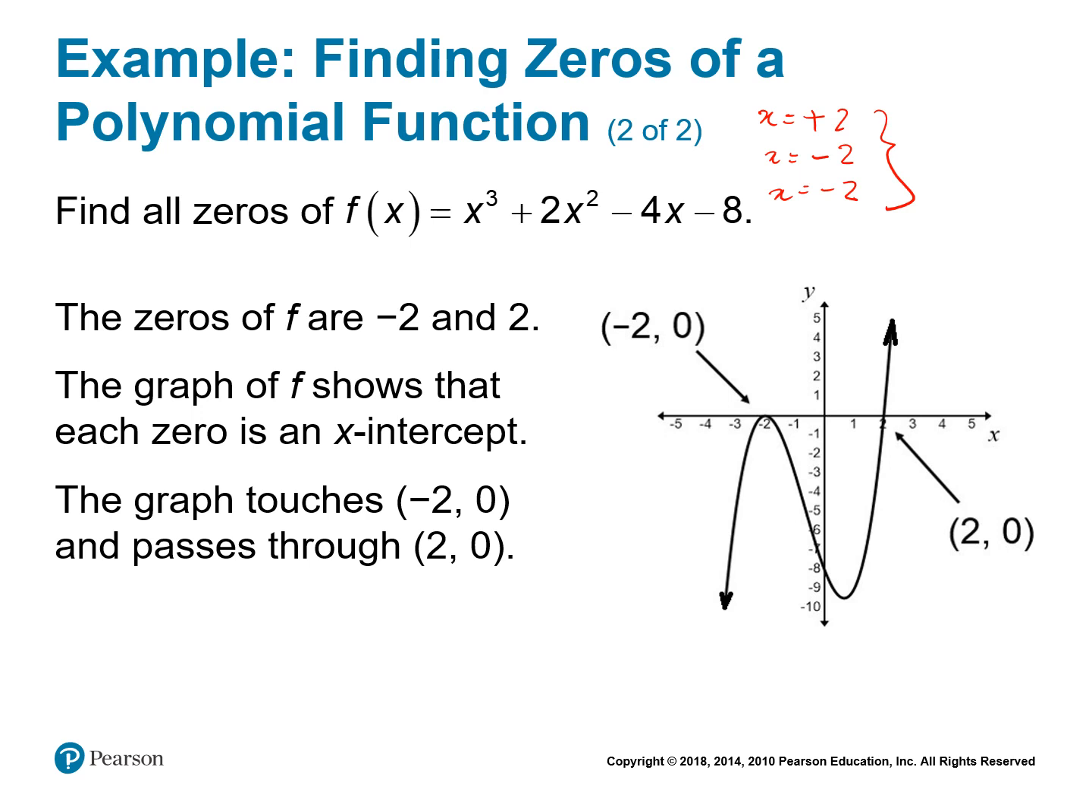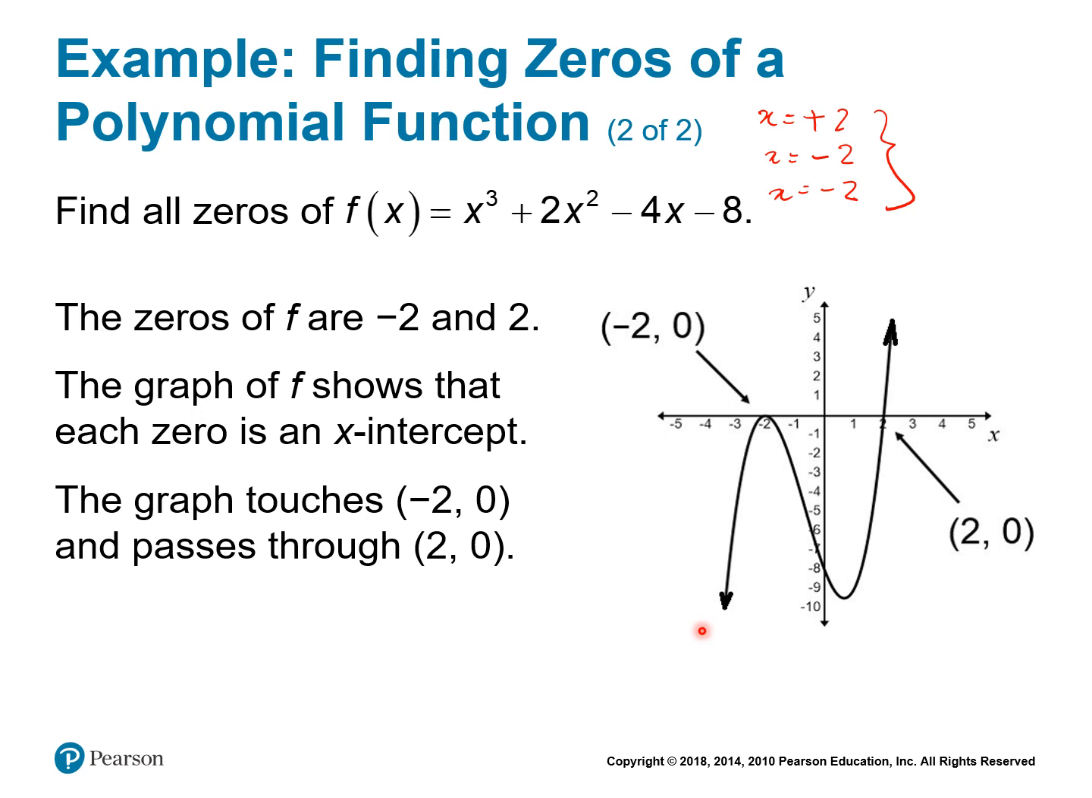All right, so I'm just going to read through the words in this slide. It says the zeros of f are negative 2 and 2, all right? But negative 2 occurs twice, and again, in the next slide, we will learn a little more about what that means, all right? The graph of f shows that each zero is an x-intercept, all right?